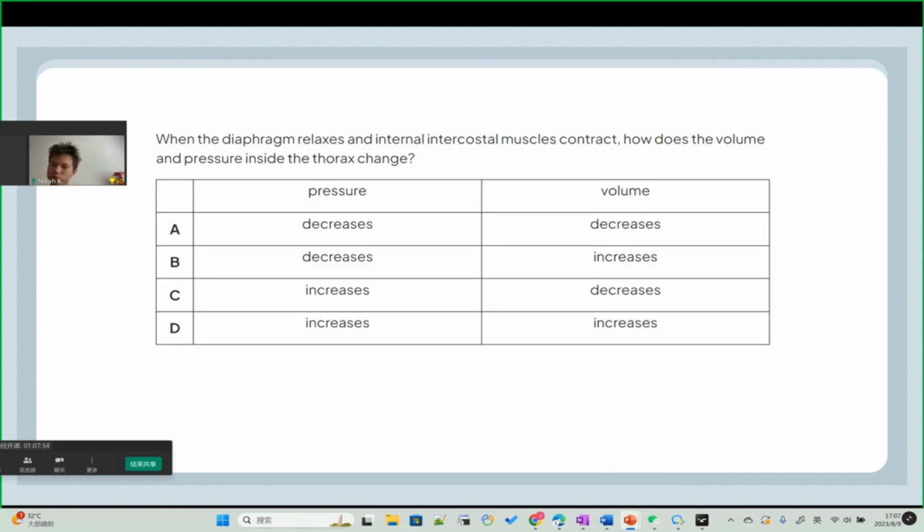How about this question? Volume decreases. Mm-hmm. Which means pressure increases. Very good. You got C. So is it breathing in or out? I mean, is it breathing out. Yep, very good.